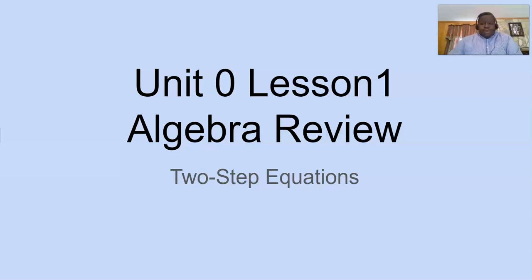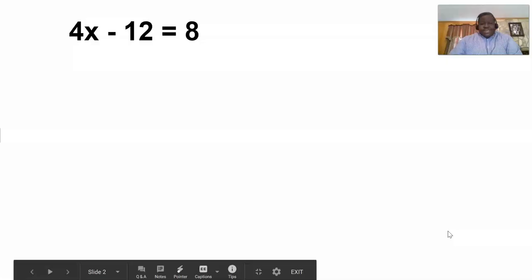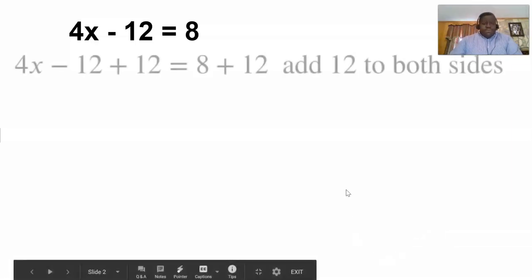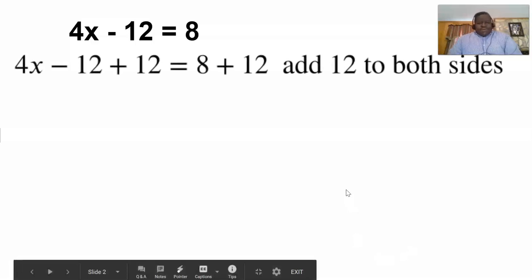So we're going to do a couple of problems just to make sure you understand how our process is set up. So let's look initially at 4x minus 12 equals 8. So what are we going to do to solve it? So first off, we need to subtract 12 from both sides.